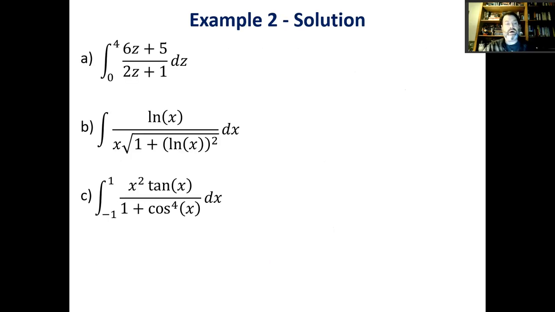Let's look at A, B, and C right off the bat here. So look at the form. There's no way to really easily simplify it. I mean, you could factor a 2z plus 1 out of here, but you can also do that with long division. So it's looking like this is going to be partial fractions, polynomial divided by polynomial.